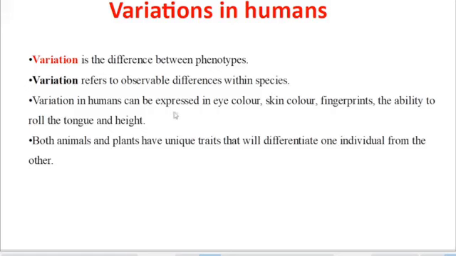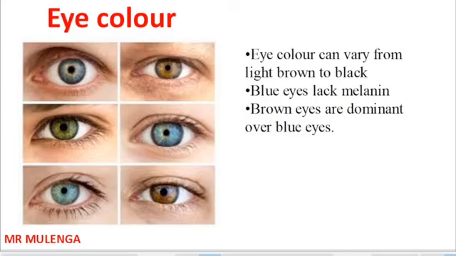Variation in humans can be expressed in terms of eye color, skin color, fingerprints, the ability to roll the tongue, and the height. Both animals and plants have unique traits that will differentiate one individual from the other. So this is what variation is all about. Let us now try to look at some of these expressions of variation in humans. We are going to start with eye color.